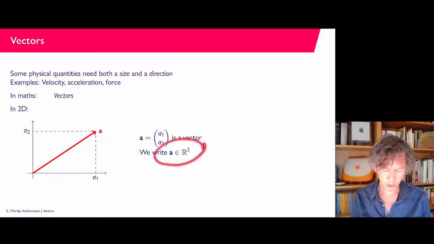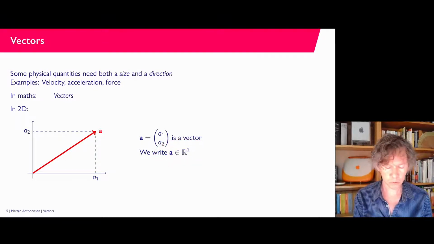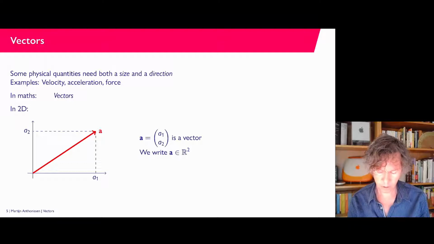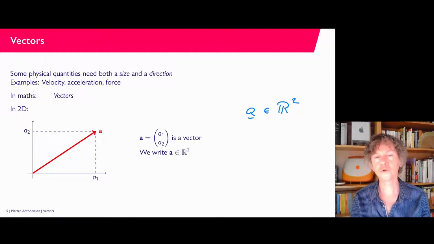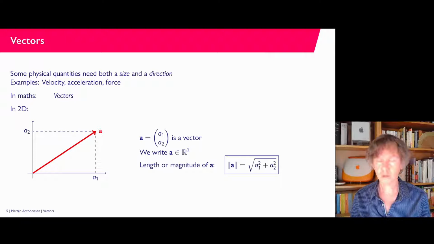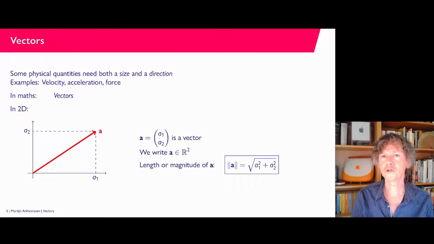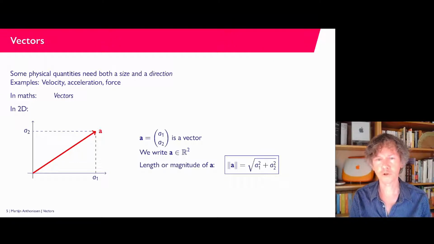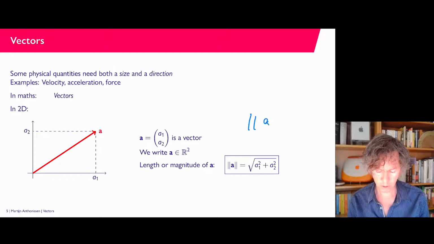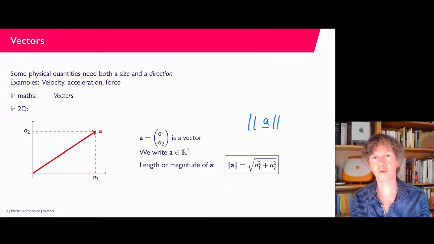Rewrite it like this. So A is an element of R2, and the 2 indicates that the vector has two components. And in many applications, we will be using the length of the vector, and the length, that's just Pythagoras, is the square root of A1 squared plus A2 squared. So if you see this notation, double vertical lines in handwriting like this, that means the length of the vector. Okay.